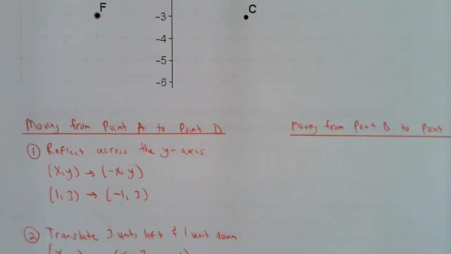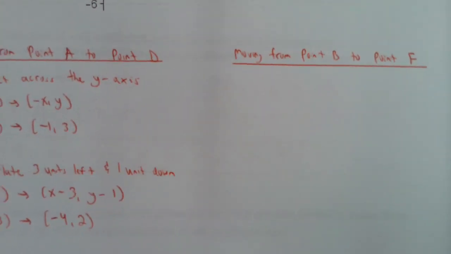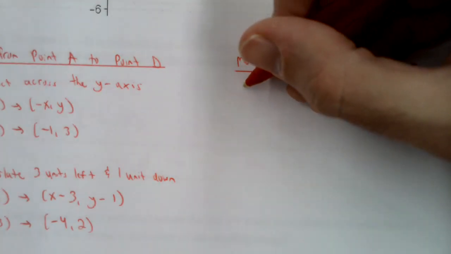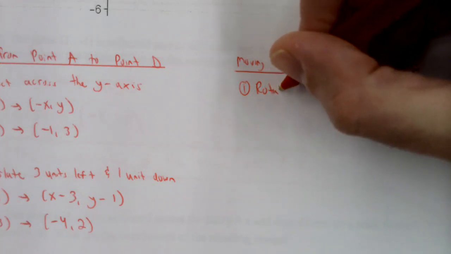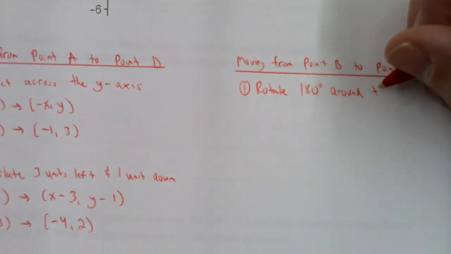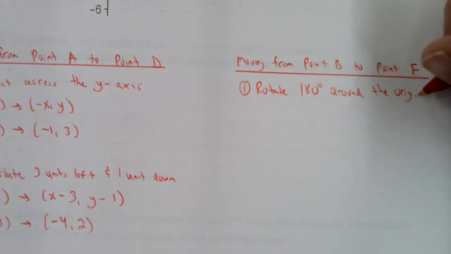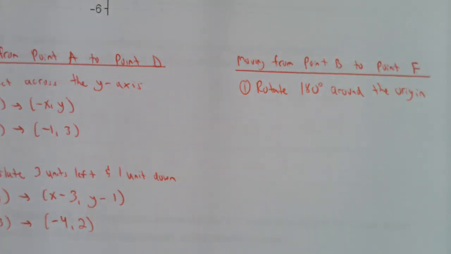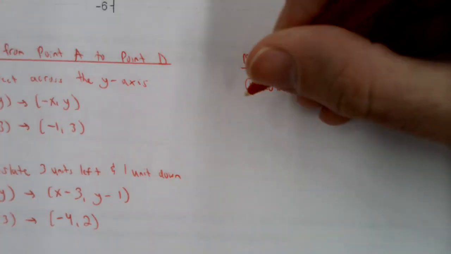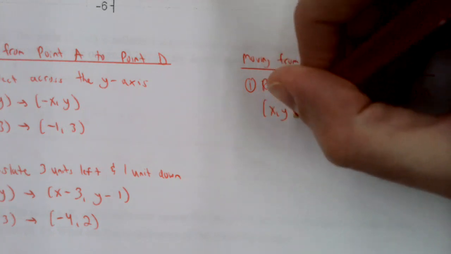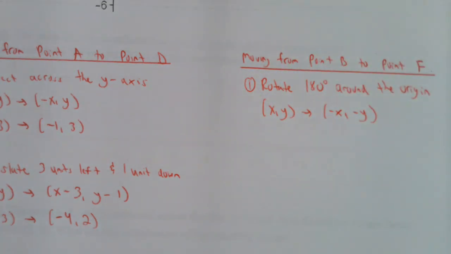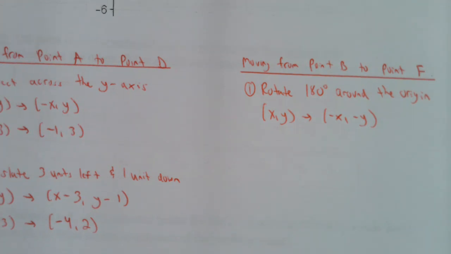Okay, you can do whatever rotation you want. And again, you can make it as easy or as difficult as you want. So I'm going to say rotate 180 degrees around the origin. If you want to be crazy, you can rotate around a point that's not the origin. I'm going to rotate around the origin. Let's keep it simple. Then I'll put the rule. XY maps onto opposite X, opposite Y. And let's apply it to our coordinates.